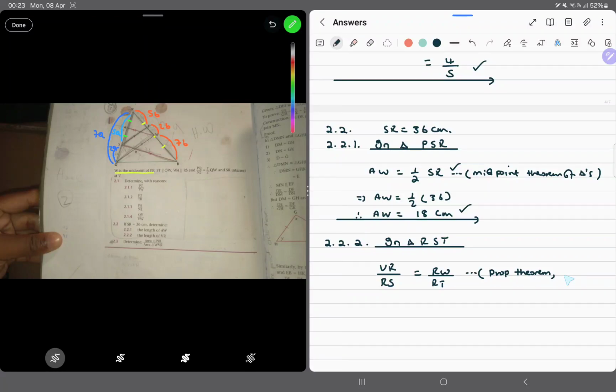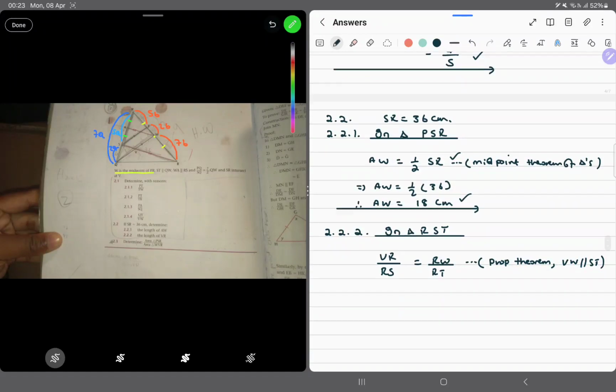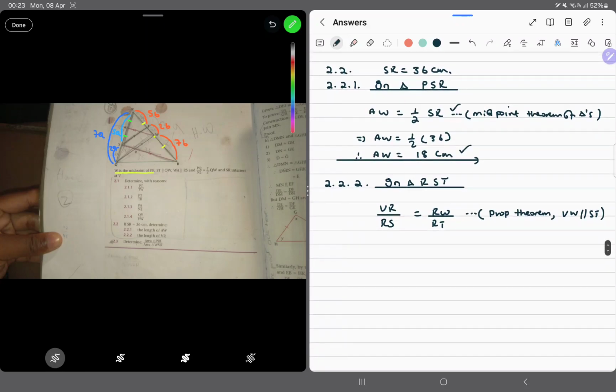Always state the parallel sides, VW parallel to ST. This reason is not complete with just the proportionality theorem. We need to understand how you are applying it. It's only when this is the constraint, so you leave constraints.